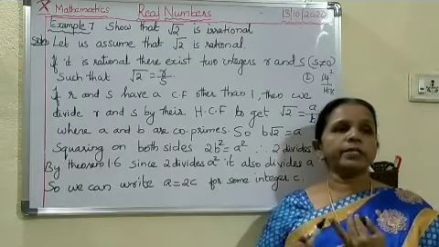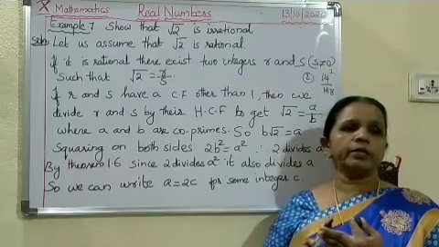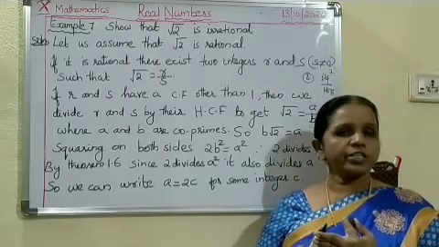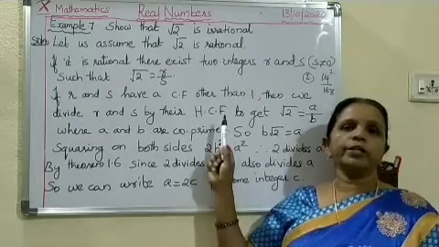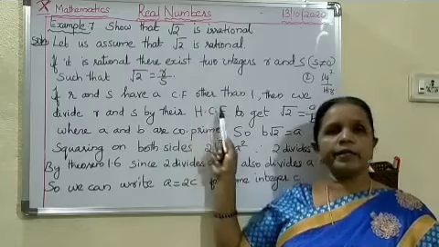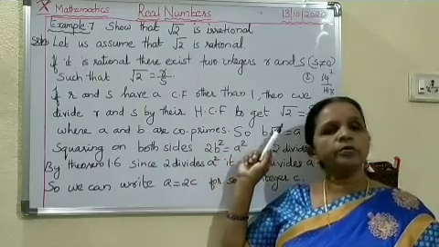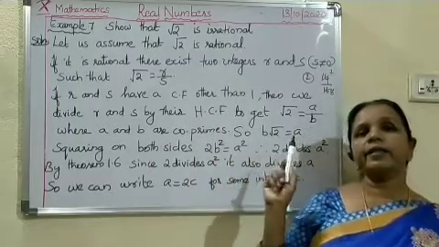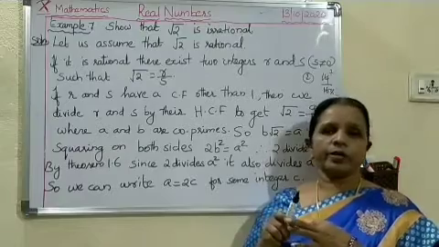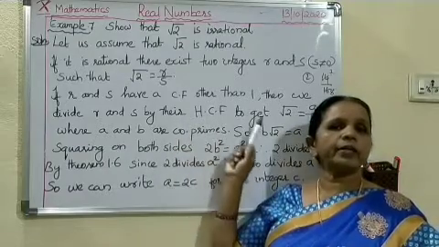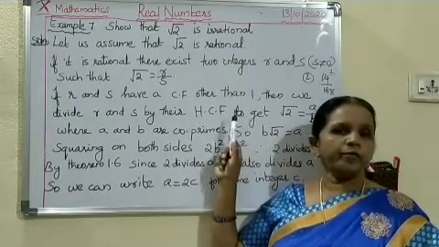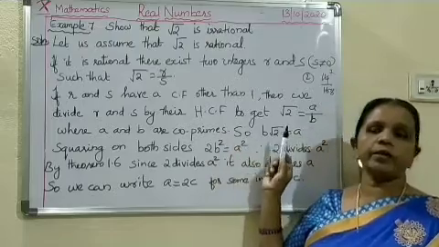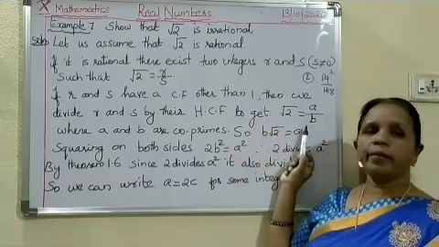Assuming that root 2 is a rational number, we wrote it in terms of R and S, where S is not equal to 0. If R and S have a common factor, then we divide by their HCF. After dividing, what we are getting is root 2 is equal to A by B.